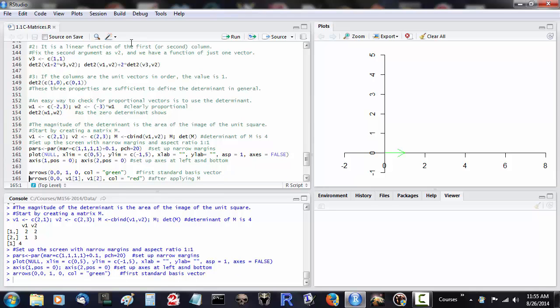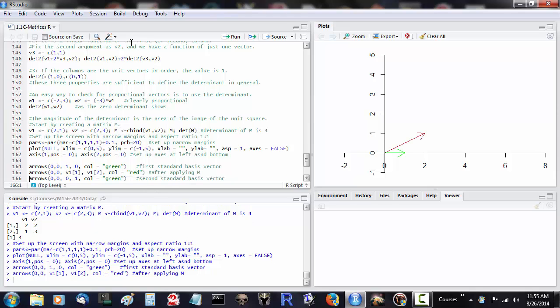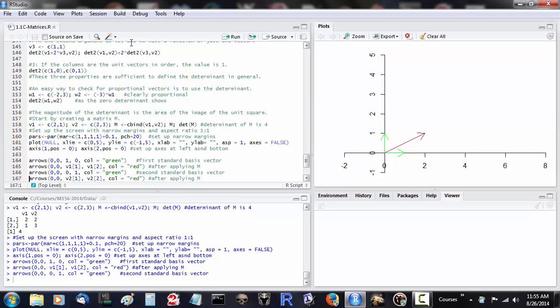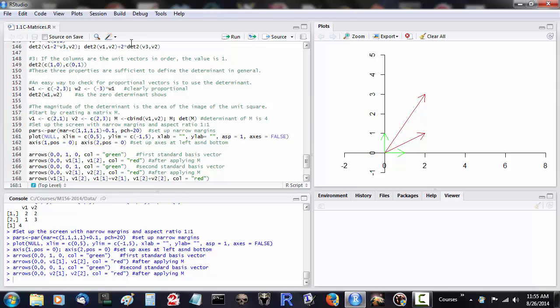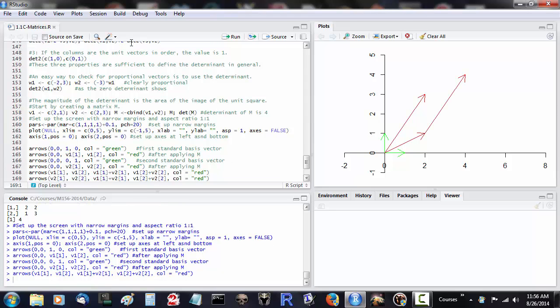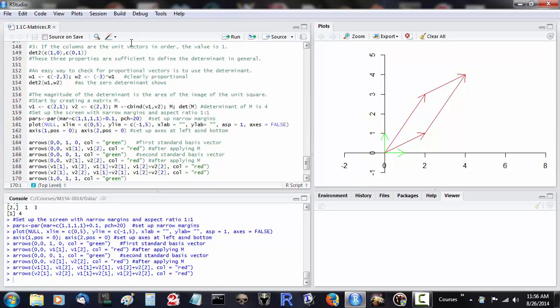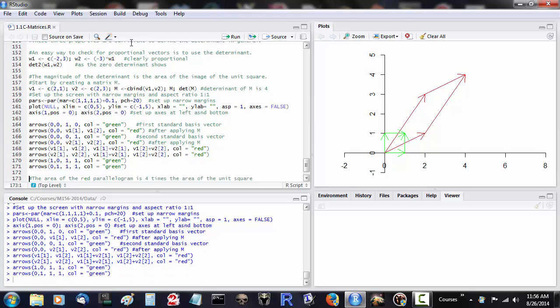Let's first display the two standard basis vectors. There's the first standard basis vector and what happens to it when we apply the matrix M. The second standard basis vector and what happens to it when we apply the matrix M to get a vector V2. Out of the columns of the matrix M, I can make a nice parallelogram shown in red. Out of the standard basis vectors, I can make a nice square displayed in green.